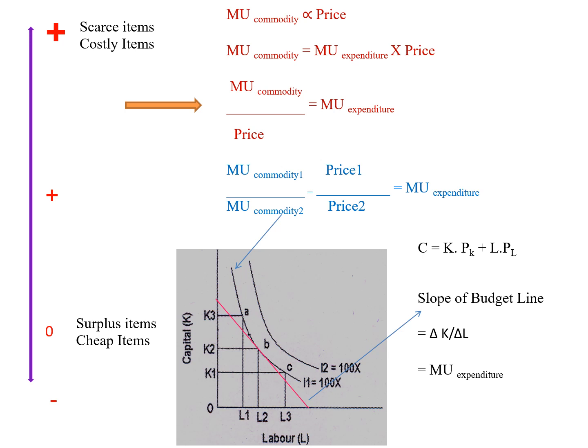Why have I highlighted delta K? It means when labor is 0, then one of the points lies on the y-axis, and when capital is 0, then one of the points lies on the x-axis. And you all know that slope is the height divided by the base. Then delta K by delta L is nothing but the marginal utility of the expenditure.